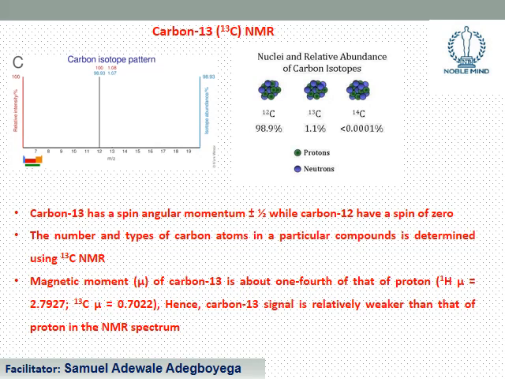Let's also talk about the magnetic moment of carbon-13, which is about 1/4 of the magnetic moment of proton. Proton has about 2.7927, and if you check the value for carbon-13, you discover that it's about 1/4 of that of proton. So the signal of carbon-13 is relatively weaker compared to that of proton in the spectrum.